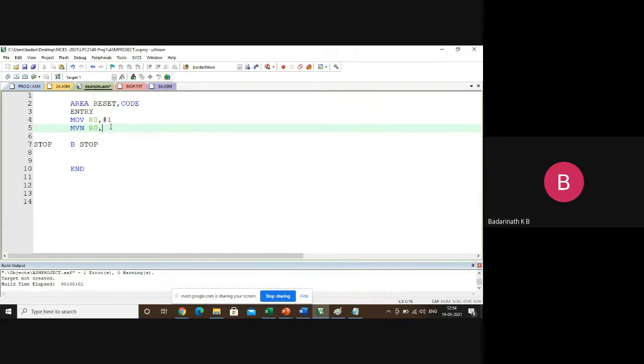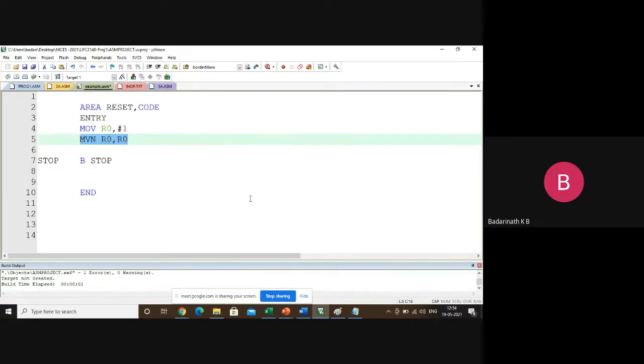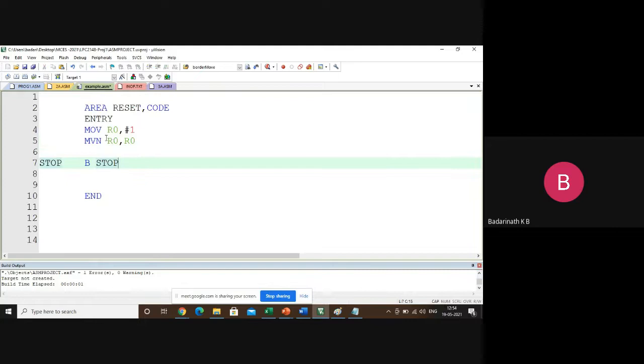So now I'm introducing the first new instruction for today's class, MVN. MVN means move to the destination register, let's say R0 itself, after negating the source operand. What is the source operand? R0. So there are two operands. This is the destination operand and this is my source operand. It can be a number also; I can write 1 directly here. So what does this instruction MVN say? It says move into the R0 register after negating the contents of R0.